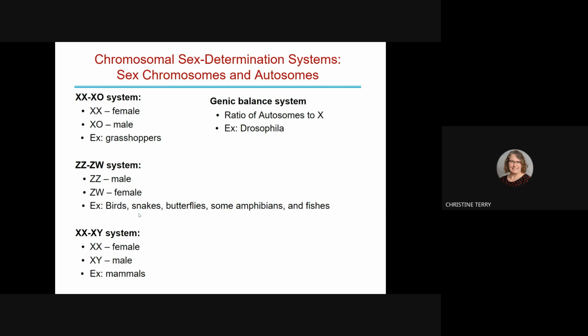Most birds, reptiles, butterflies, some amphibians, and some fish use what's called a ZZ-ZW system. The males have two of the same sex chromosome, which is called the Z chromosome, and females have two different chromosomes. And so you'll see these terms.